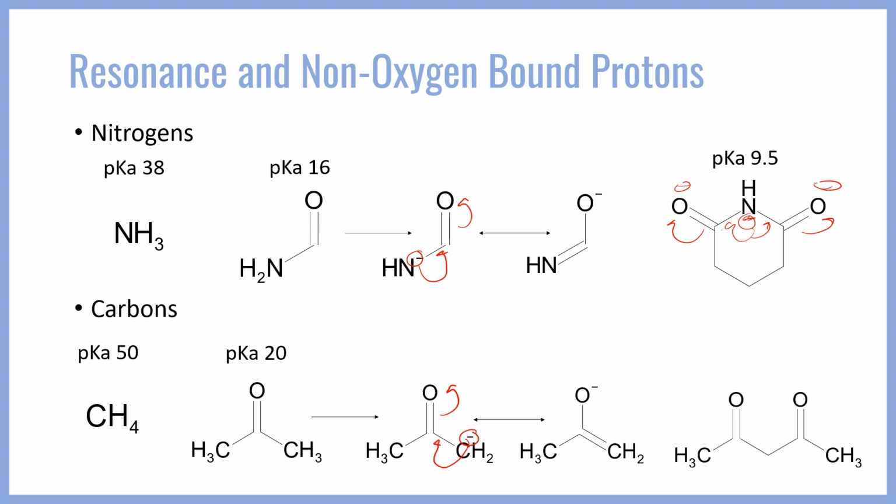Even more acidic if we add two carbonyls. If we have this 1,3 diketone species, we'll see that the pKa is about 9, even more acidic. And the reason is that if we were to take out one of those protons there, this negative charge can go ahead and delocalize into either of those oxygens, which is going to give it a great deal of stability and make that molecule quite acidic.